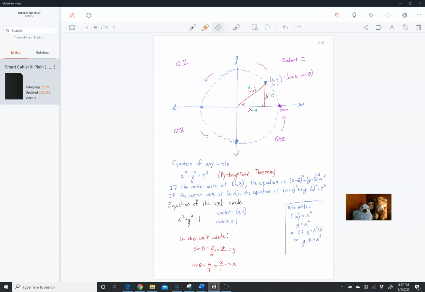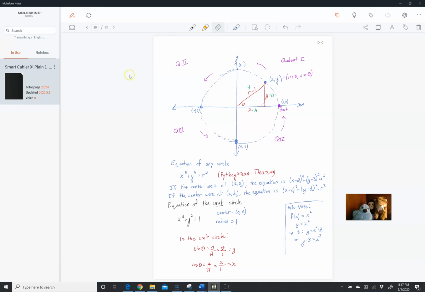So what does this mean? Well, we start here. I'm going to label the four coordinates. This is 1, 0. This is 0, 1. This is negative 1, 0. And this is 0, negative 1.